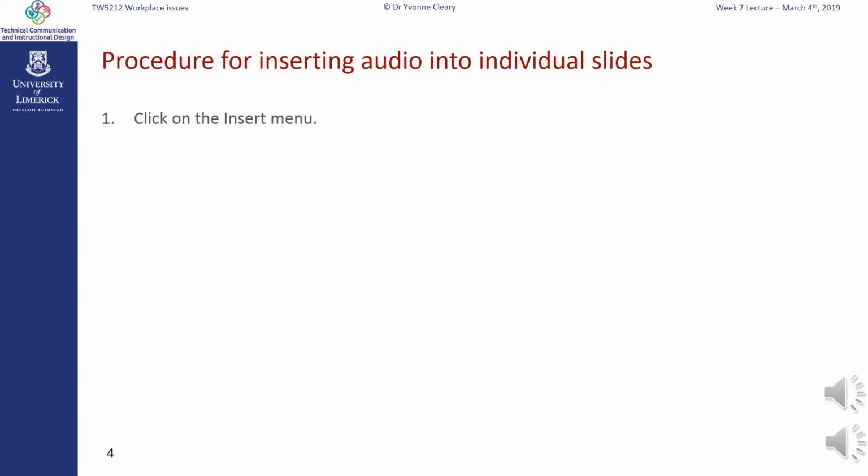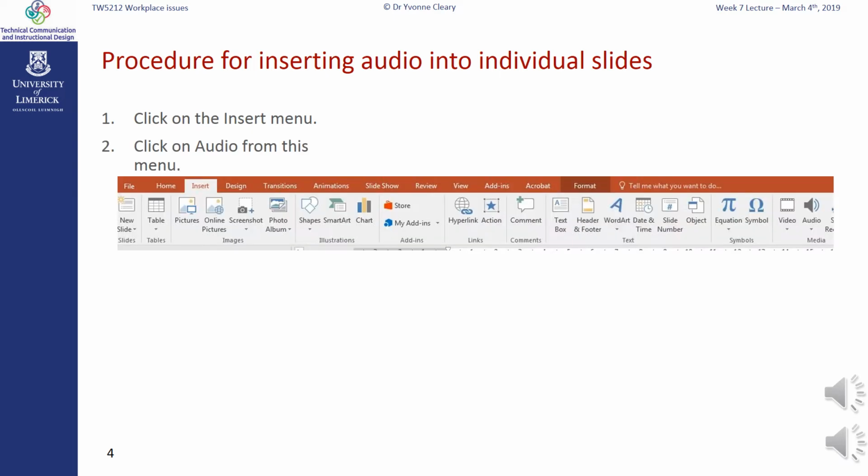So here we see the procedure for inserting audio into individual slides. I strongly recommend that you have audio from the title slide onwards. It can be disconcerting for users if there's no audio right at the start. So to begin, you click on the Insert menu in PowerPoint, and you'll see on this menu that audio is over towards the right hand side. It's highlighted here in this screenshot.